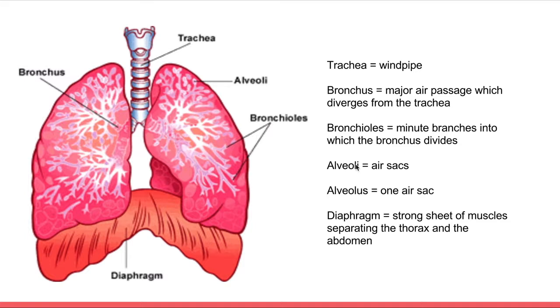The bronchioles have lots of alveoli, and the alveoli are just air sacs. And an alveolus is just one air sac. It is the singular of alveoli. And here we have the diaphragm, which is a strong sheet of muscle separating the thorax, which is your upper body, and the abdomen, your lower body. So like the stomach, the intestines, the liver.